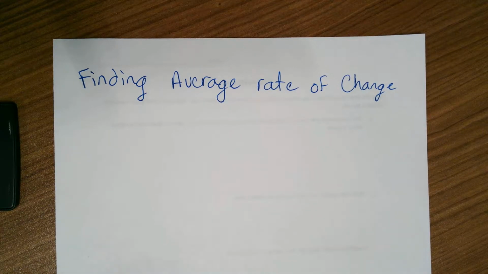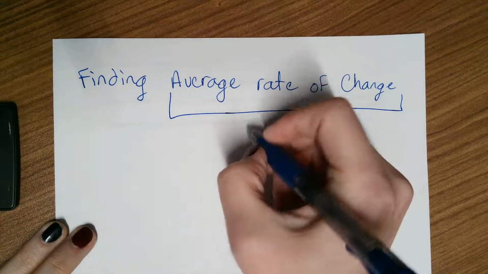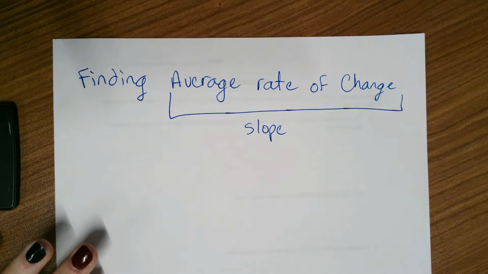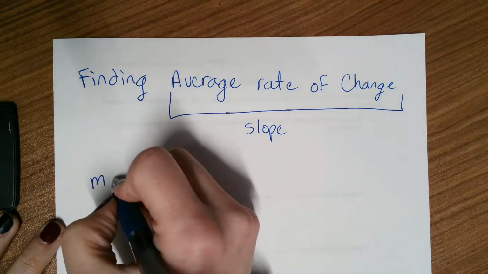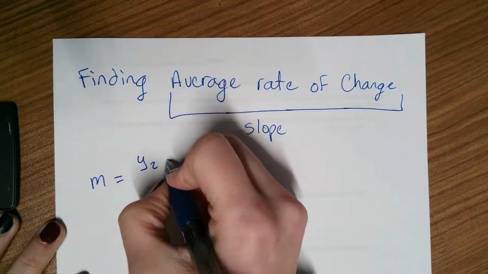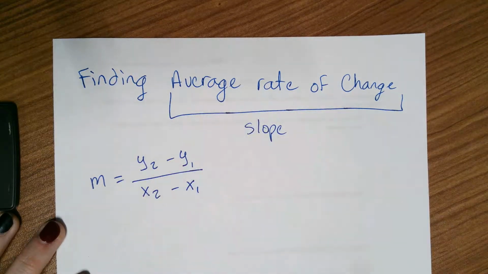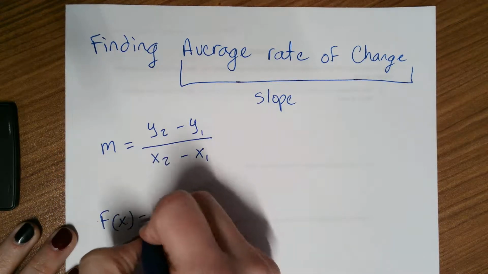All right, so we're looking at finding the average rate of change. Another way to think of average rate of change, something that we're a little bit familiar with, would be slope. So when we're finding the average rate of change, we will ultimately use the slope formula, y2 minus y1 over x2 minus x1.